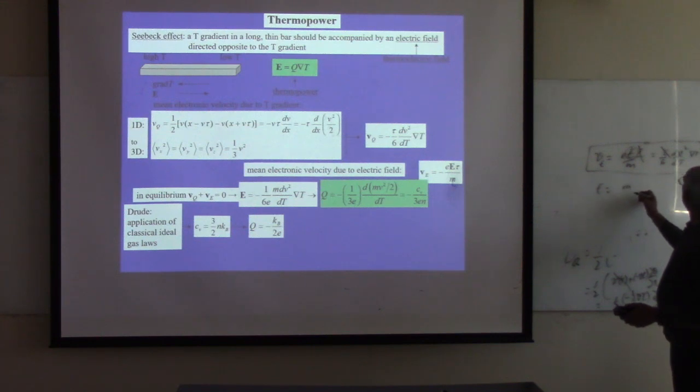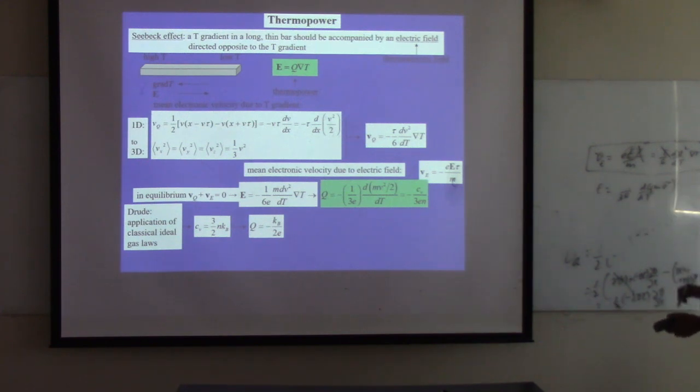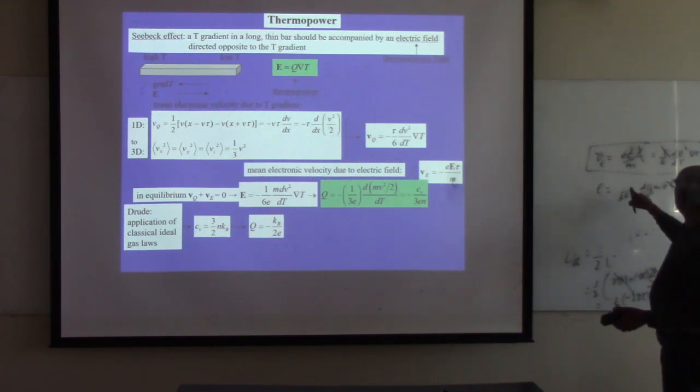M over E, 6 is here, right? Then you have d over dt. I put m also inside here, v squared. So if I take 3 here, then I can put half here, right? Half mv squared. Yeah, E equals m. Yeah, that's it, right?